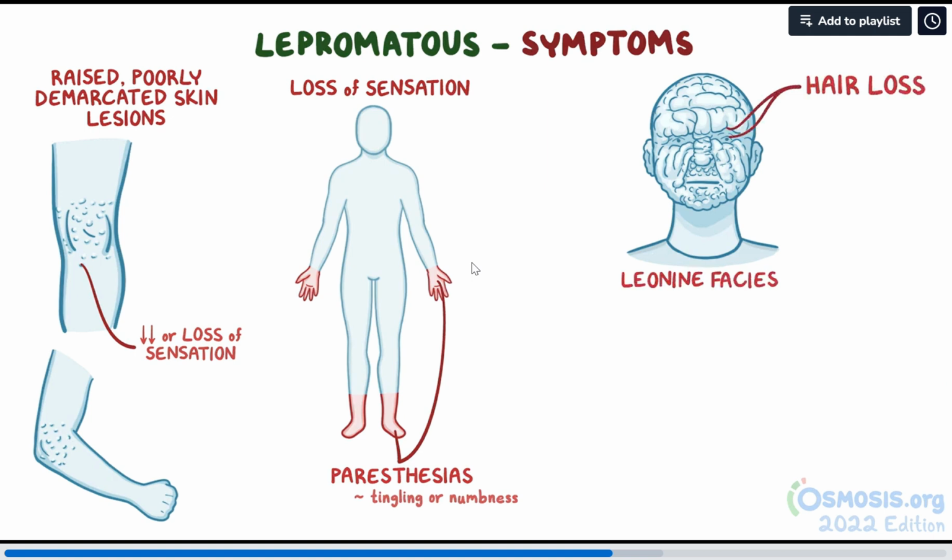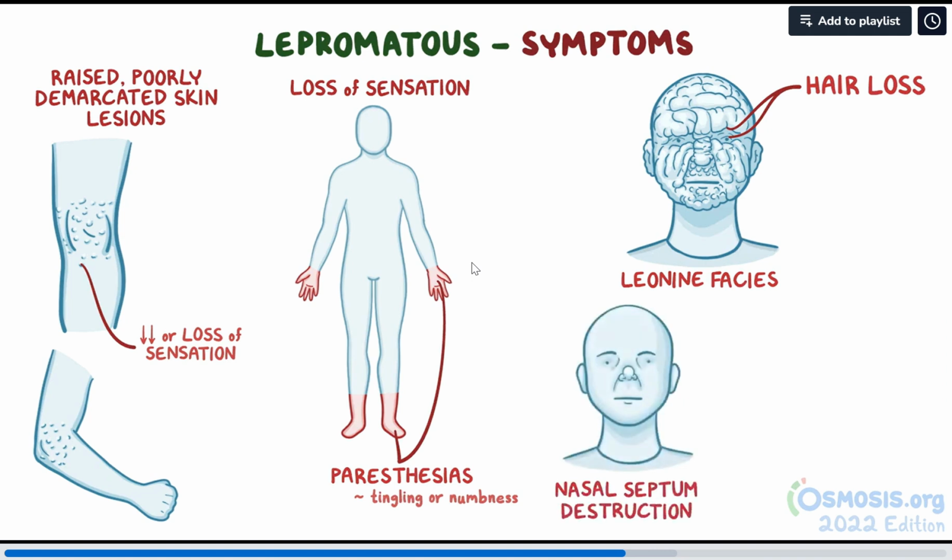especially eyebrows and eyelashes. Worst case scenario, things progress towards gradual destruction of the extremities. So the nose might collapse due to nasal septum destruction, and fingers and toes might necrose and fall off. Yikes.